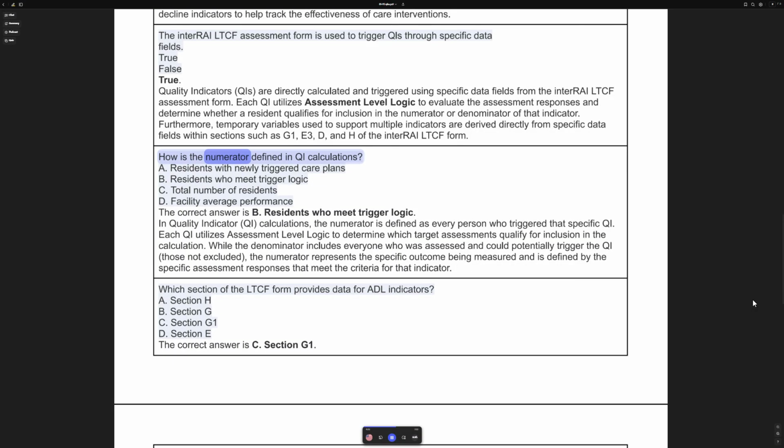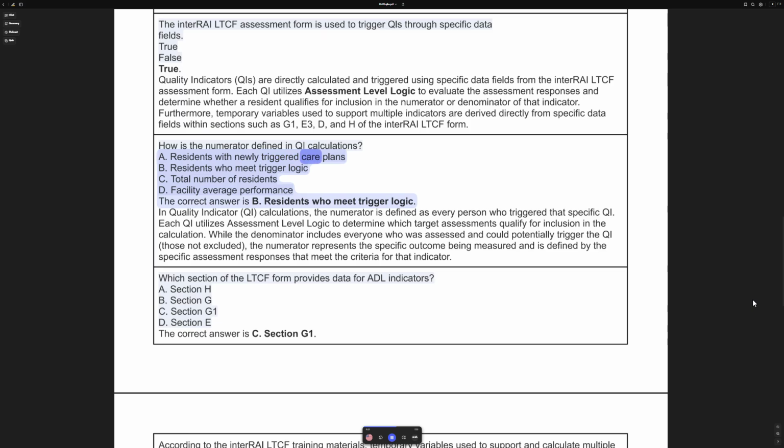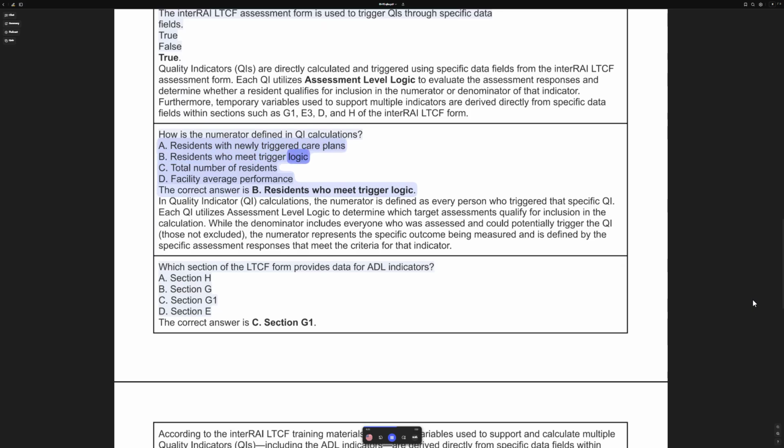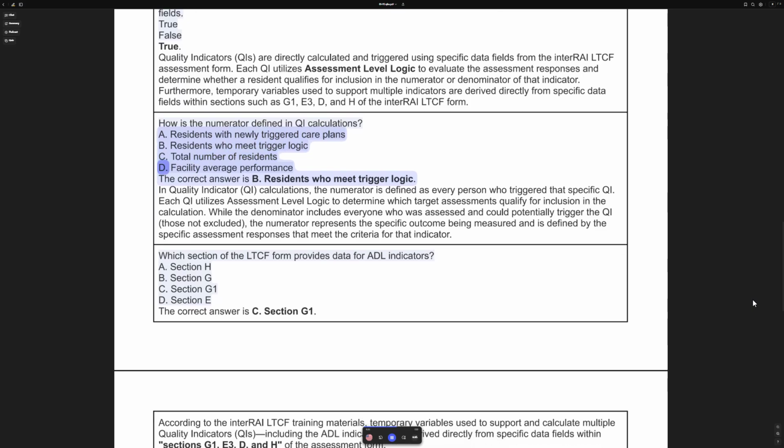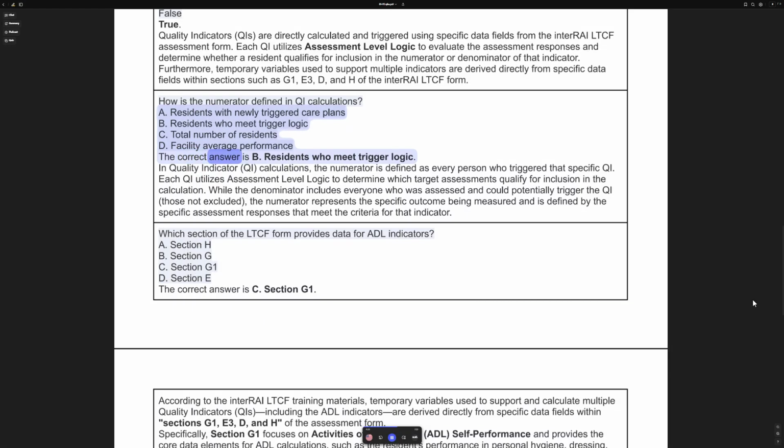How is the numerator defined in QI calculations? A. Residents with newly triggered care plans. B. Residents who meet trigger logic. C. Total number of residents. D. Facility average performance. The correct answer is B. Residents who meet trigger logic.